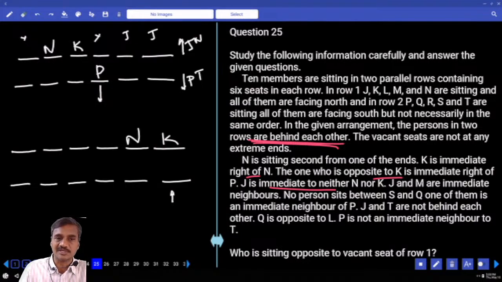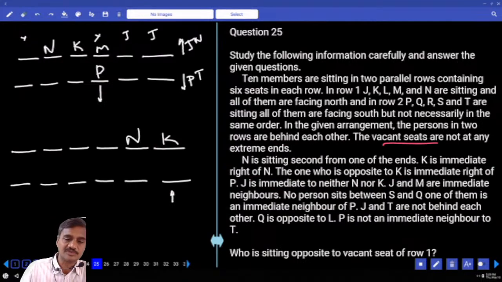As J and M are immediate neighbors, then can we have J and M like this? Now if you have it like this, the vacant seats are not at any ends. Vacant is not at any end, which is not possible. Hence as of now, where should this vacant be? J and M are adjacent, hence vacant must be here. Vacant is here, J here, M here. J and M are adjacent to each other. Done with this? J and M are adjacent to each other, and there is a vacant. And who is the other person left over here? L is the person left over here.